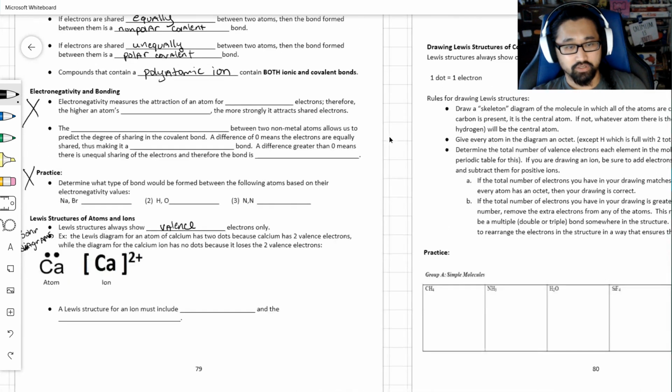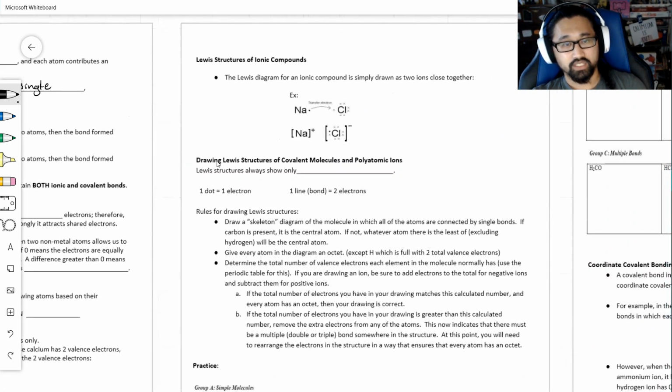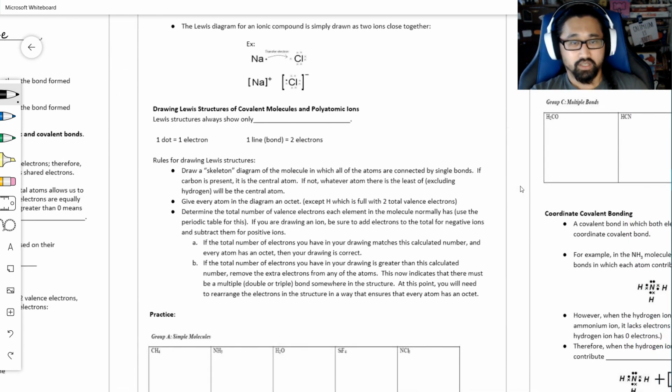What I'd like to do is take this information of Lewis structures showing valence electrons, and start creating some Lewis structures for covalent compounds, and for polyatomic ions, but mostly for covalent compounds. Now, again, to reiterate, Lewis structures always show only valence electrons, because it's much simpler.